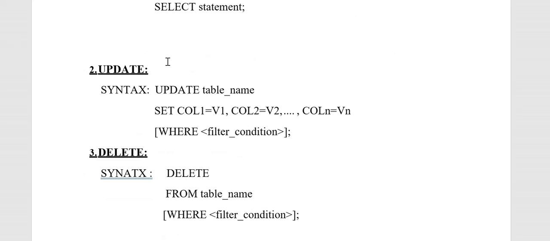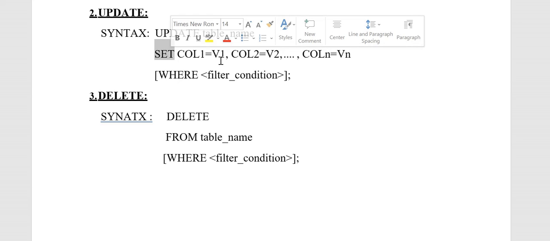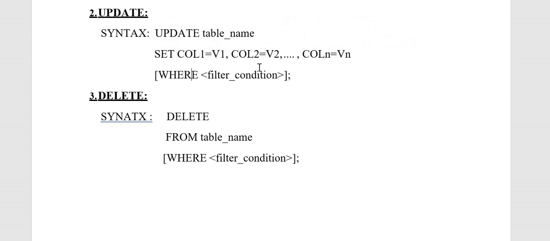Next one is update. The syntax is update, and here our table name is customer, and we are going to set, so to which column we are going to change the values, a particular column name and value, column name and value, like that. For as many columns as we are going to change the values, we have to enter that many. And then a filter condition, a condition, so where customer ID is equal to 1, like that.